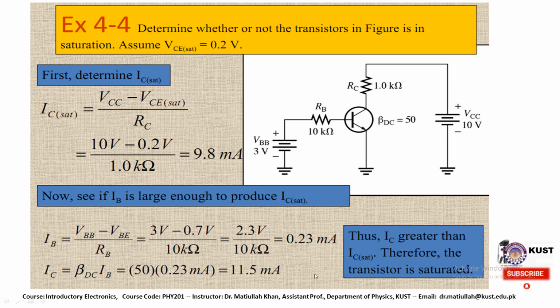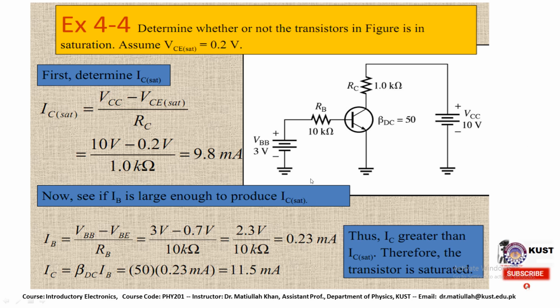And now we can come to IC, which is equal to beta DC times IB. With this simple multiplication, we get the collector current equal to 11.5 milliampere. So this is the simple solution. Here, the collector current IC is greater than IC saturation. Therefore the transistor is saturated.